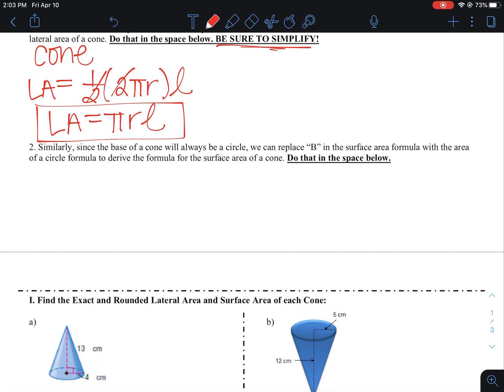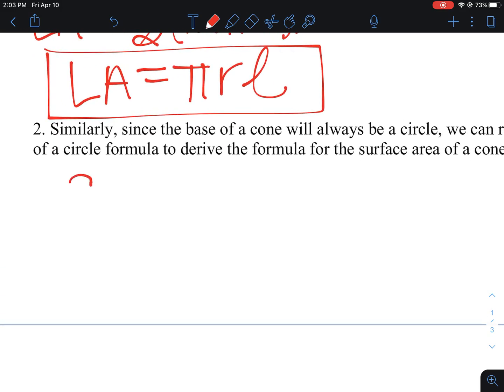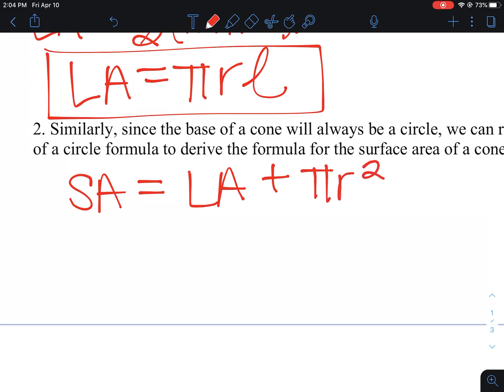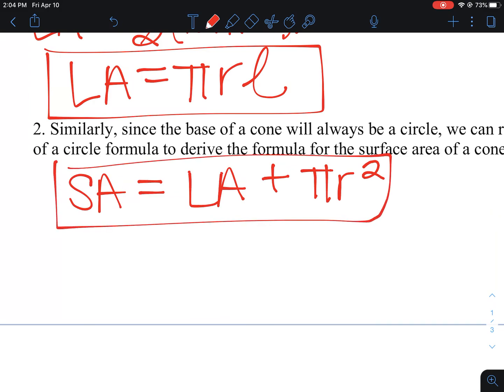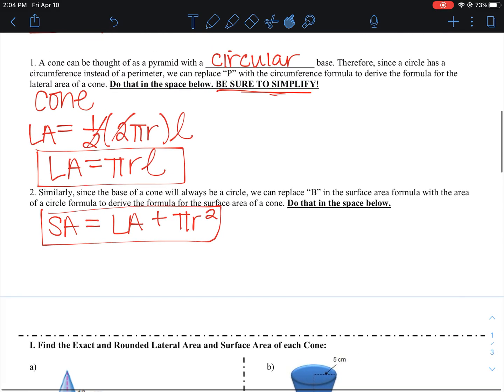And then for this one, it says, similarly, since the base of a cone will always be a circle, we can replace that B in the surface area formula with the area of a circle formula. So the surface area is still going to be lateral area plus, now instead of just saying capital B as a general, since for pyramids the shape of the base can change, so that means the area of the base formula will change. But if it's always going to be a circle for cones, we can just say pi r squared, right? Because that's always the formula for area of a circle. So now we have our lateral area and surface area formulas for cones.